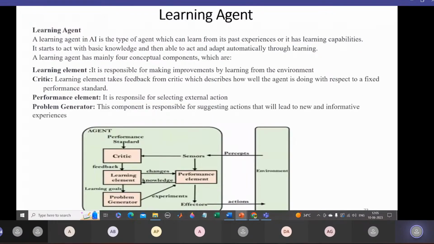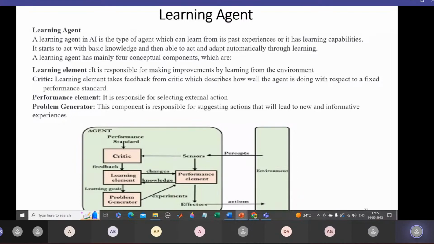The next one is the learning agent, the last one. A learning agent is a type of agent which can learn from its past experience. It starts with basic knowledge, and then it should be able to act and adapt automatically through learning. It has four conceptual components: the learning element, critic, performance element, and problem generator. The learning element is responsible for making improvements by learning from the environment.